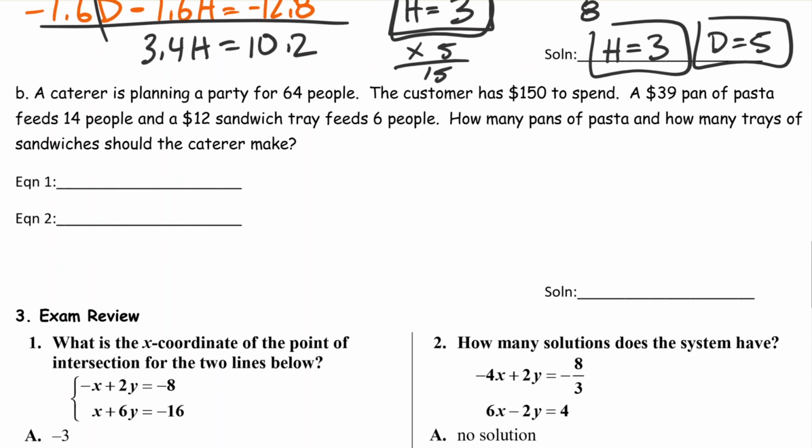The caterer is planning a party for 64 people. The customer has $150 to spend. A $39 pan of pasta feeds 14 people, and a $12 sandwich tray feeds 6 people. How many pans of pasta and how many trays of sandwiches should the caterer make? So 64 people, the customer has $150 to spend. So we've got a pan of pasta and sandwich, right?